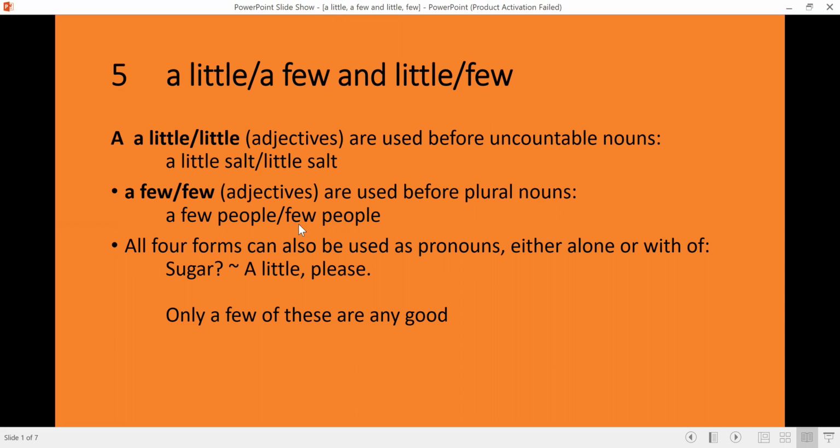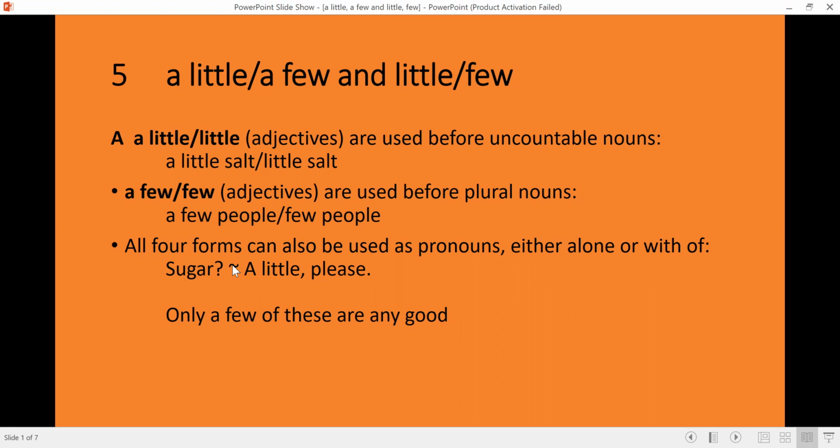Whereas a few and few are adjectives used before plural nouns. All right, or you can also say that they can be used before plural countable nouns, a few people, etc. All four forms can also be used as pronouns, either alone or with of.